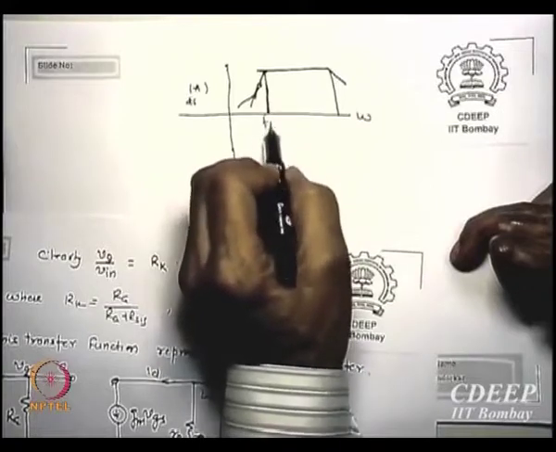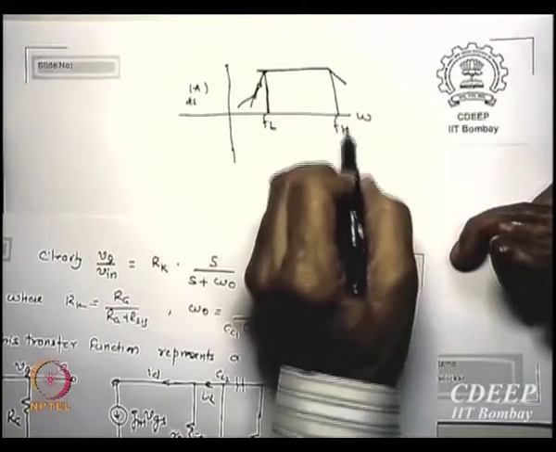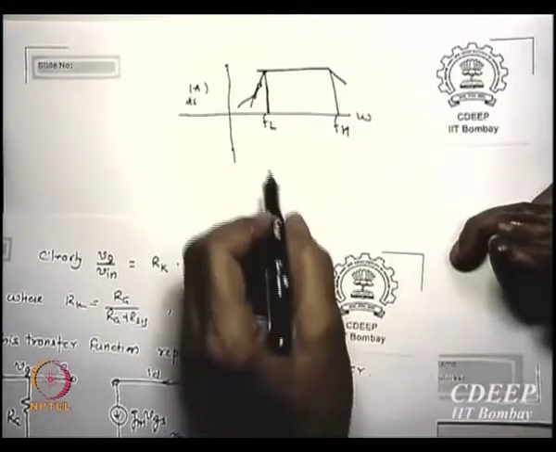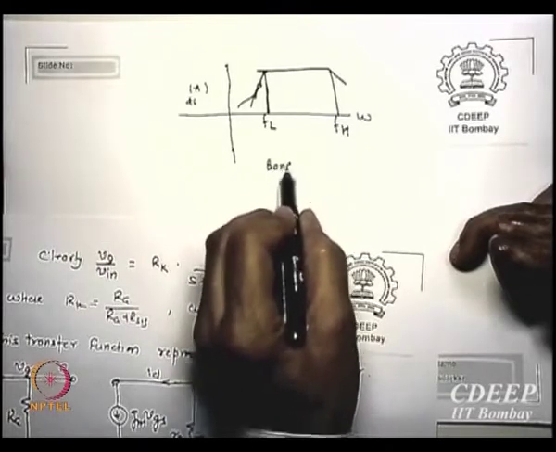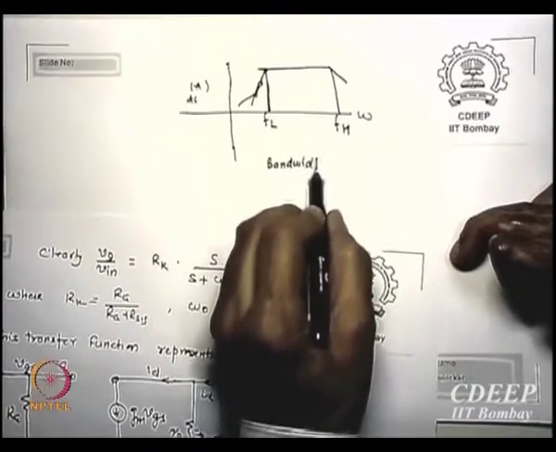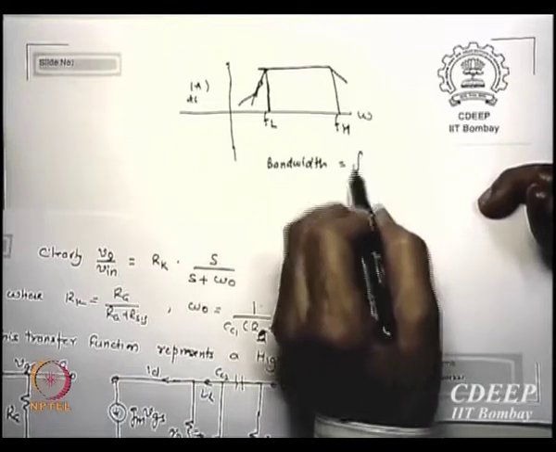So this is called FL, this is called FH, and what is the bandwidth really? Bandwidth is defined where gain is constant.